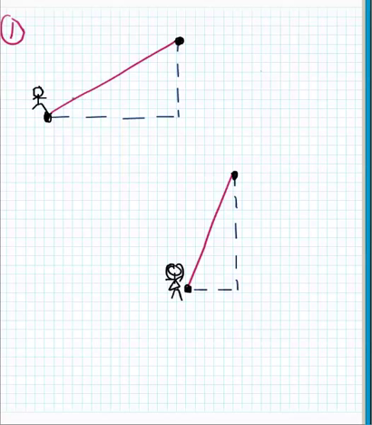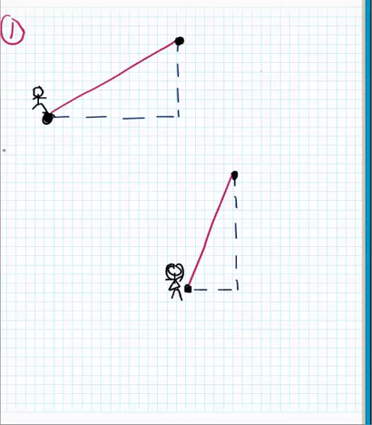Now, to calculate the gradient, you must have a starting point and a finish point, or 2 points that belong to the straight line, because eventually we'll be seeing a straight line on a graph, and we will have to calculate the gradient of that line. But right now we've just got an example here of a straight line that's really a hill, and we've got somebody trying to climb it.